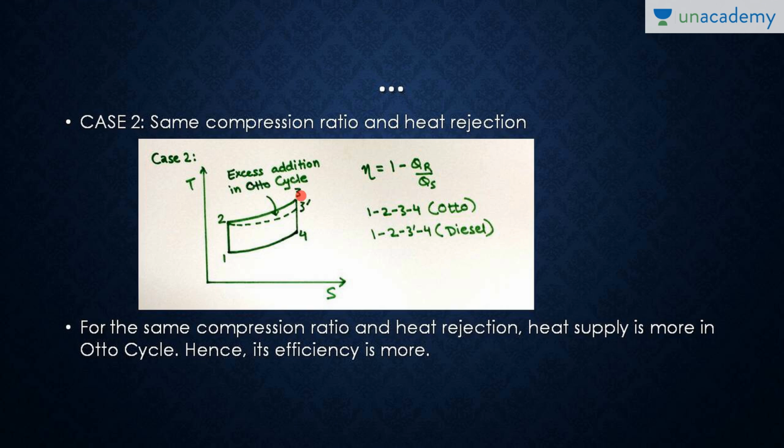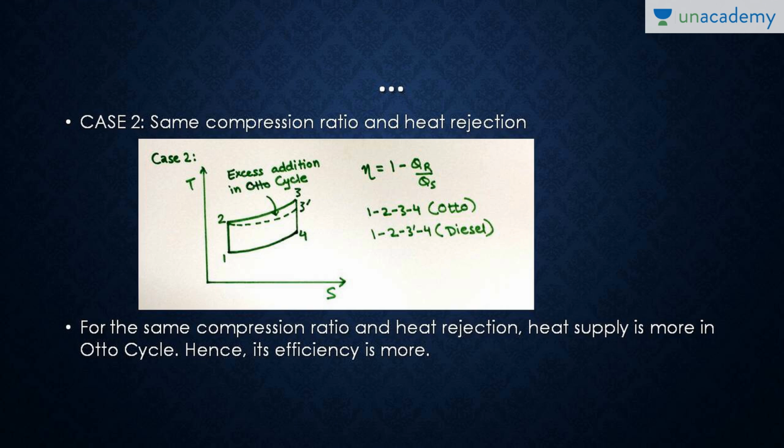2 to 3 is heat addition for Otto cycle. 2 to 3 dash is heat addition for diesel cycle. This is below 2 to 3 because this is at constant pressure, this is at constant volume. We can change this line, right? But we can't change 4 to 1 line because in question it is given heat rejection is same, and heat rejection is same for both Otto as well as diesel cycle.